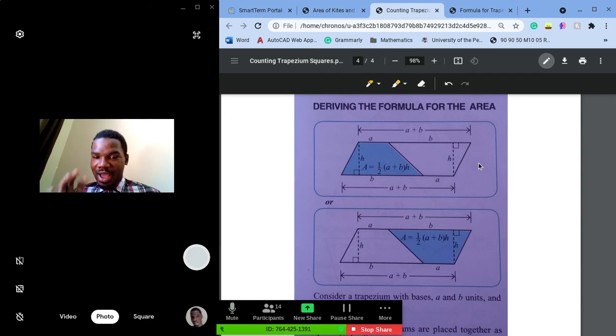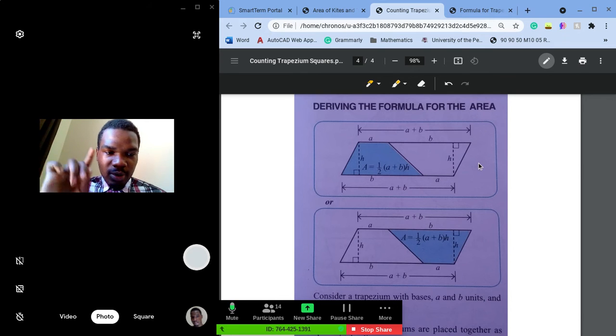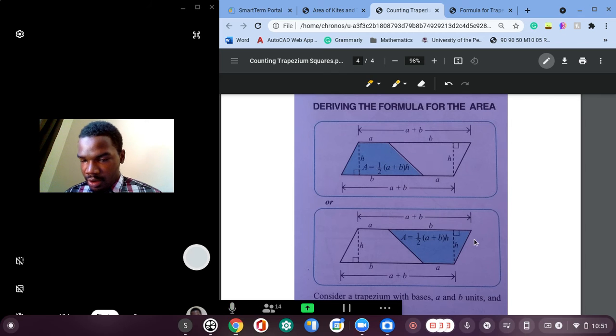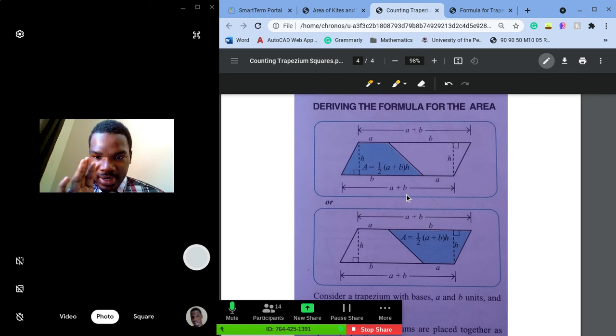Alright, so I just want to introduce to you how to get the formula now. We're gonna learn an introduction to the formula of trapeziums. We're not gonna learn the formulas today because we only have roughly 9 minutes. So in those 9 minutes, let's break apart how you would find the formula for a trapezium.